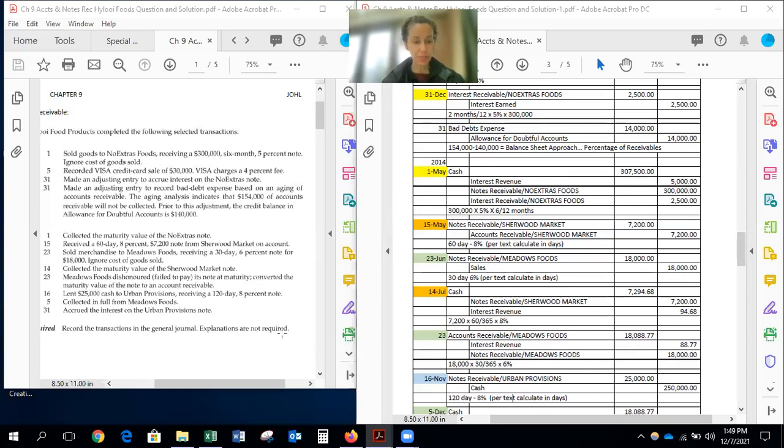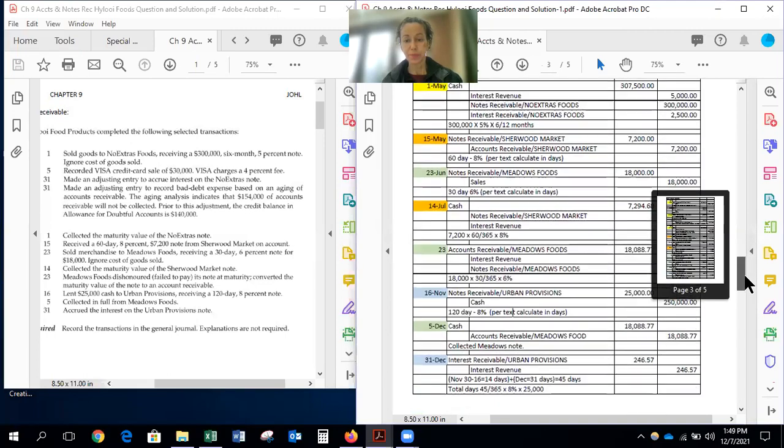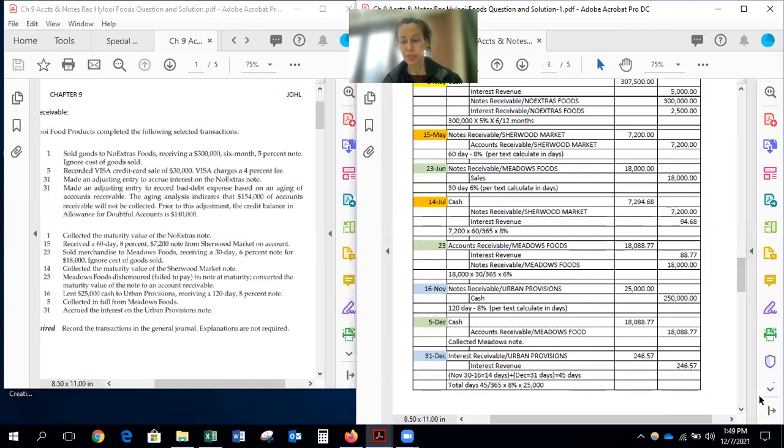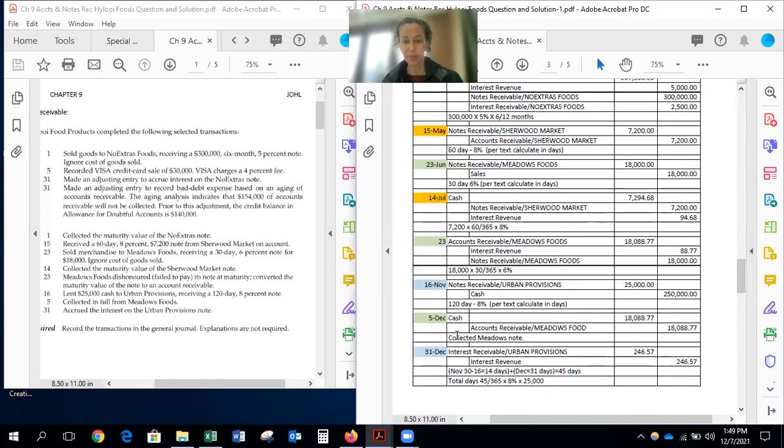Now, Meadows actually, in blue here. Oh, it's only letting me go a page at a time. Can't cross over a page. Okay, so here we are on the 5th. Okay, and we collected in full. So we got our cash of 18,000. And we take it out of accounts receivable, 18,000 plus interest, $18,088.77.